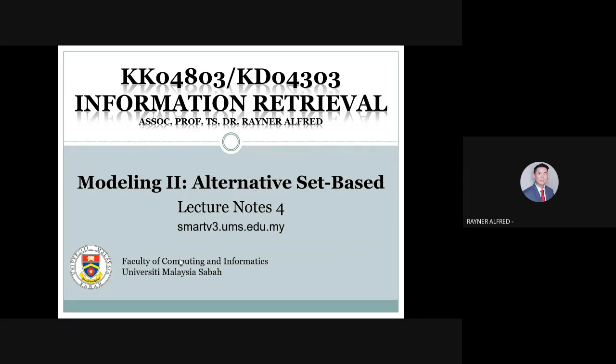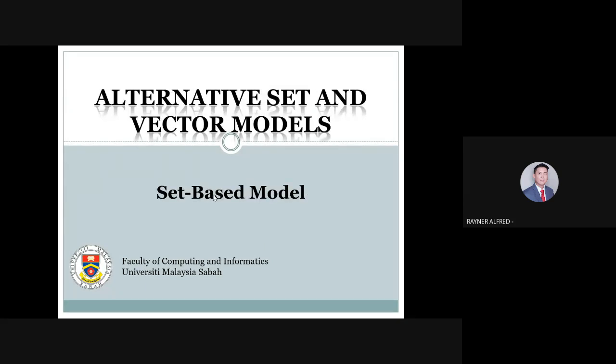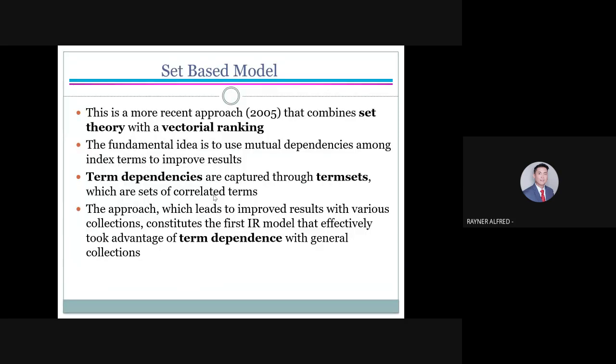Okay, so when we say there is another alternative, set-based, we are looking at more than a single term. So we call it a term set, a set of terms. Term here refers to an index, keyword or symbol. So we introduce a set-based model. Set-based means we have more than a single term. So we are considering 2 or 3 terms at the same time.